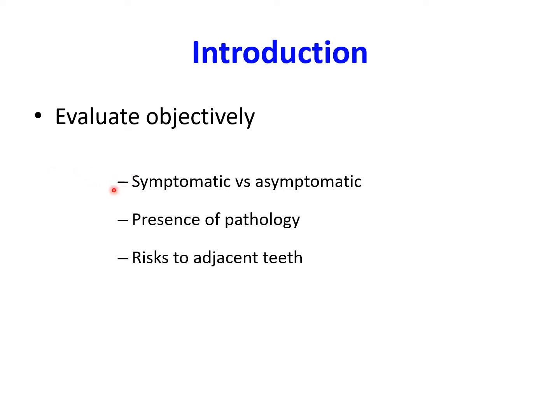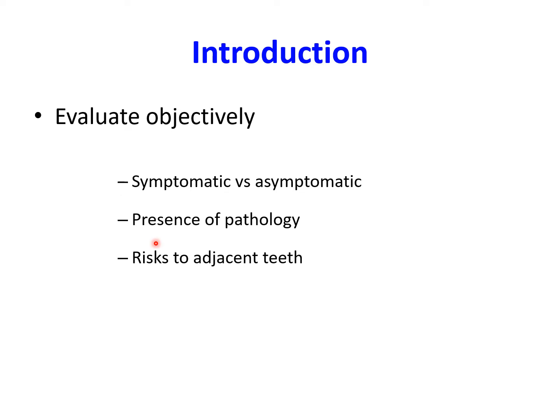Impacted wisdom teeth may be asymptomatic and pathology free on one hand, and on the other hand, they could present with acute pain, suppuration, signs of spreading infection, advanced tooth decay, periradicular pathology, root resorption of the adjacent teeth, and association with pathological lesions such as a dentigerous cyst.